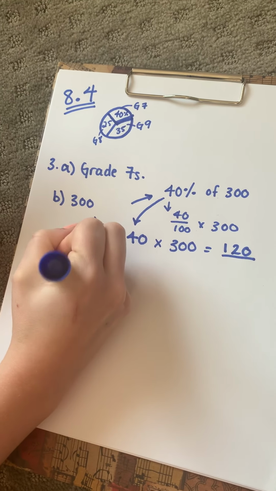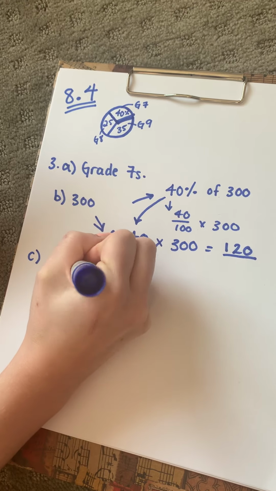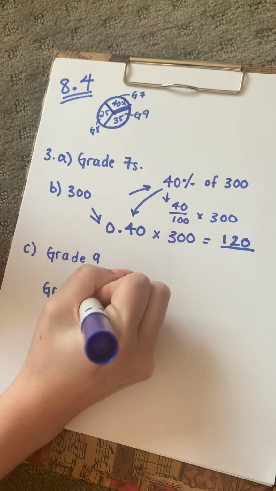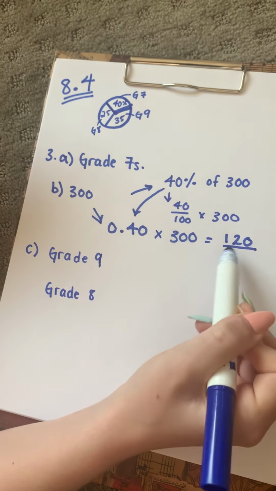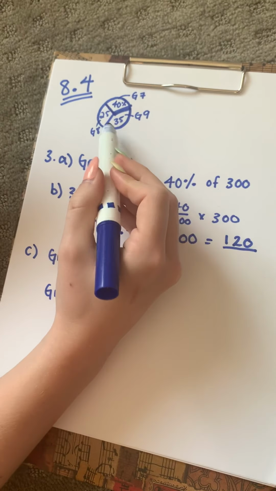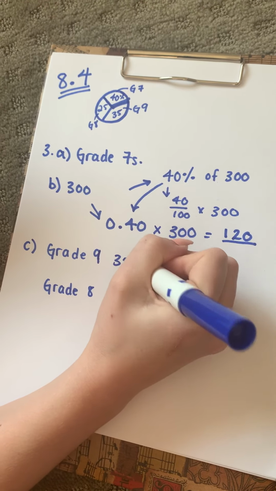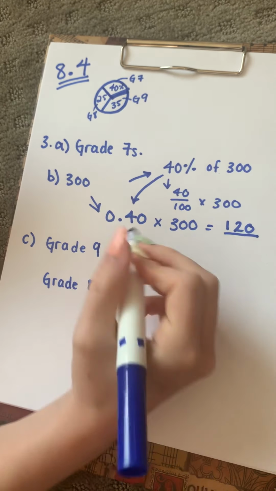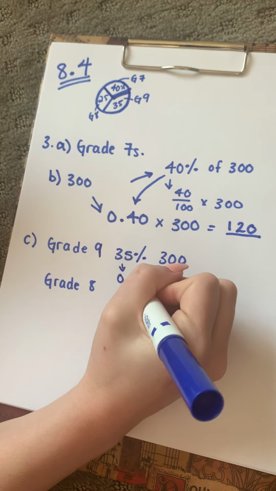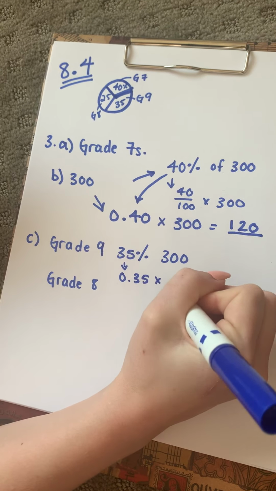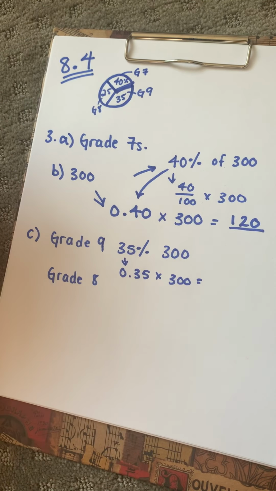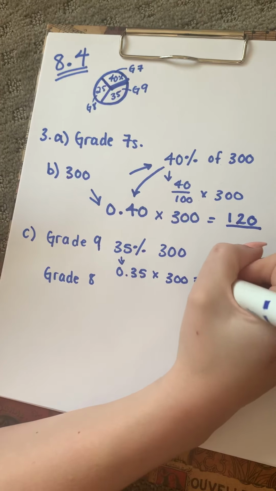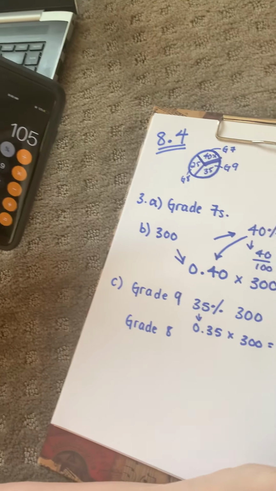So now I'm going to do question C. It says how many more grade 9 students were there than grade 8. To start out, I need to figure out how many grade 9 students there were. I'm going to use the same strategy that we used for B. I know that 35% of the 300 was grade 9 students, so I'm going to change that into a decimal and times it by my total. 0.35 times my total tells me that there were 105 grade 9 students.